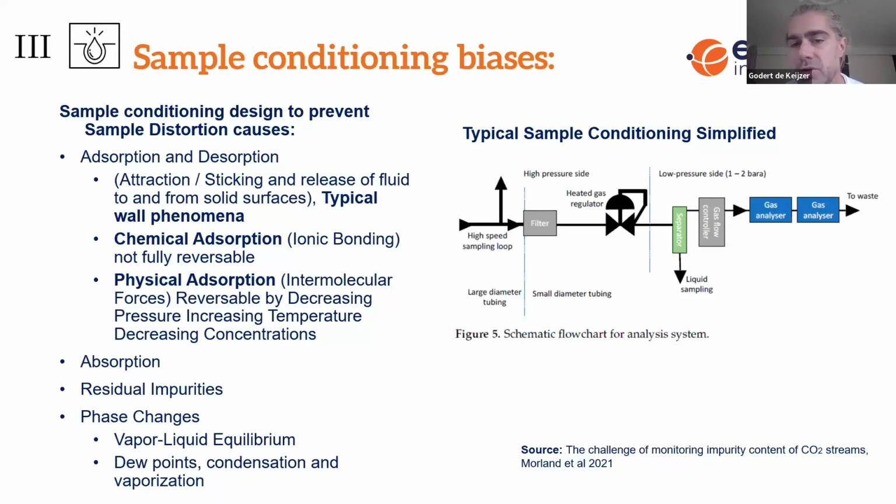Things like adsorption, desorption. One is typical wall phenomena. Impurities can start sticking to the walls, and therefore you probably won't see them in the samples or in the analysis. You can have chemical adsorption, so ionic bonding, which is not fully reversible, so you won't see things in the phases that you would expect them to. And physical adsorption, which is reversible by decreasing or increasing temperature, but you probably won't do that if you bring it back to the analyzer. These are extremely important things to get right, because otherwise you are not seeing what you want to see.